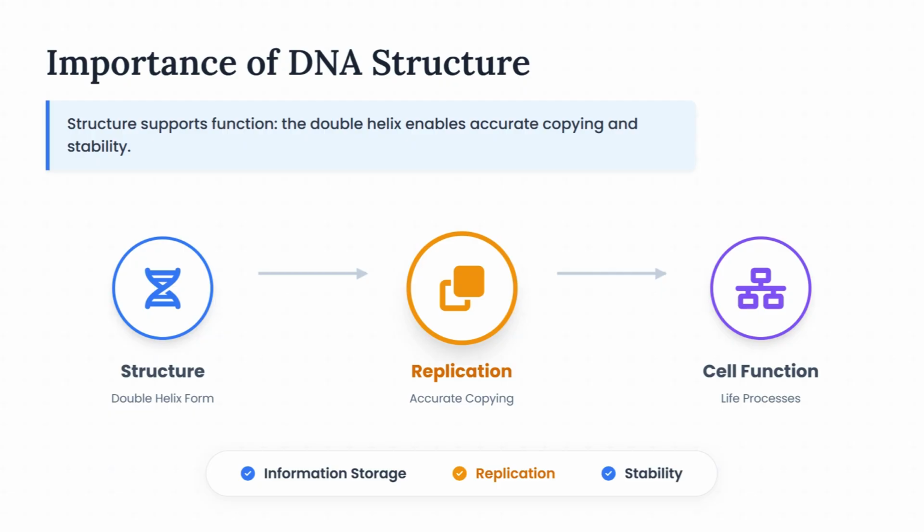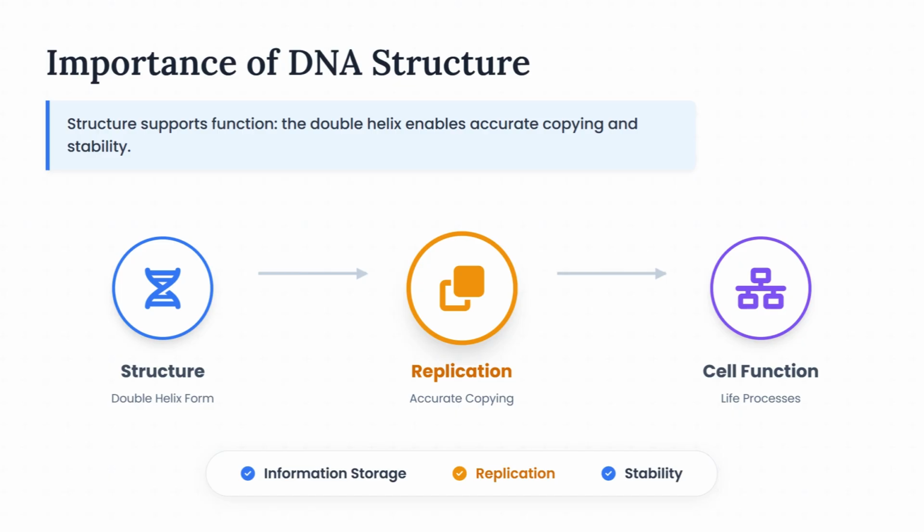Second, replication. Because the strands are complementary, they can separate and each can serve as a template to build a new identical partner strand. This ensures accurate copying of genetic information when a cell divides. Third, stability. The strong sugar-phosphate backbone and the hydrogen bonds between bases, along with the twisting, make the molecule chemically stable for a lifetime. This stability and replicability are essential for all life processes.